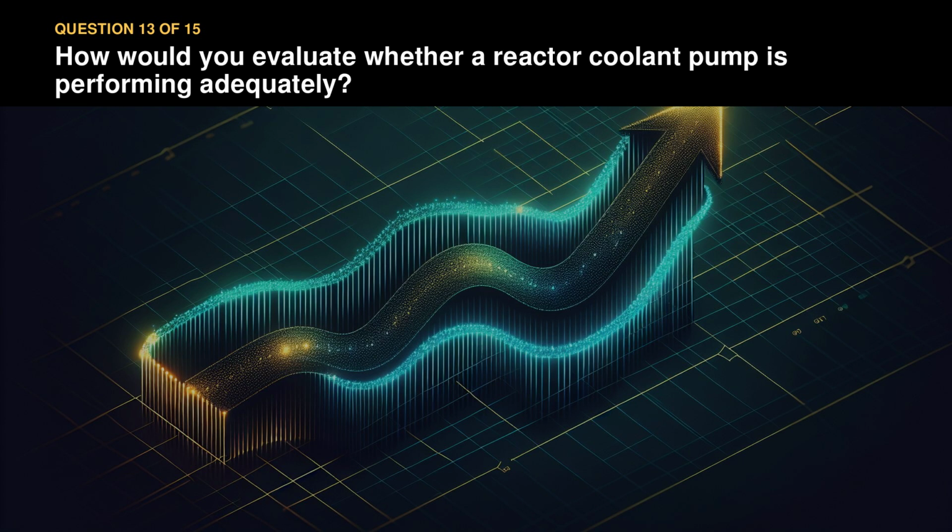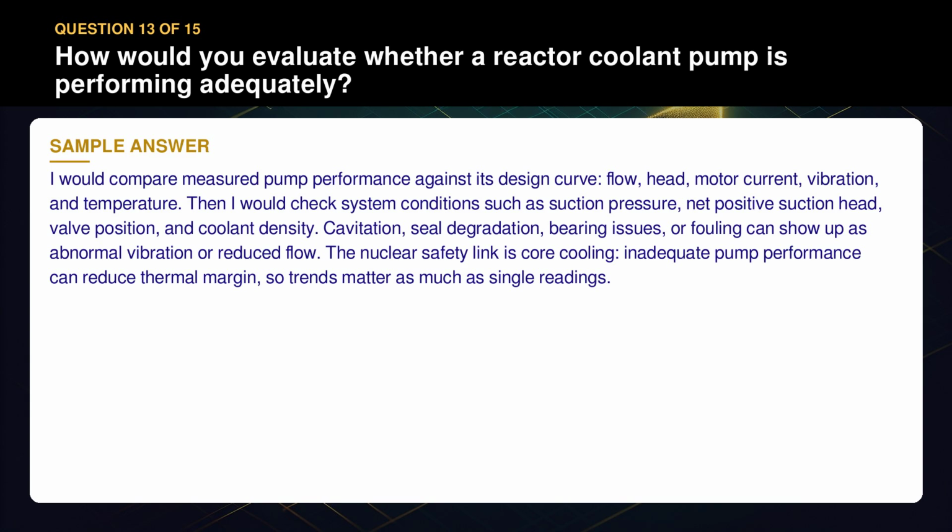Question 13. How would you evaluate whether a reactor coolant pump is performing adequately? I would compare measured pump performance against its design curve: flow, head, motor current, vibration, and temperature. Then I would check system conditions such as suction pressure, net positive suction head, valve position, and coolant density. Cavitation, seal degradation, bearing issues, or fouling can show up as abnormal vibration or reduced flow.